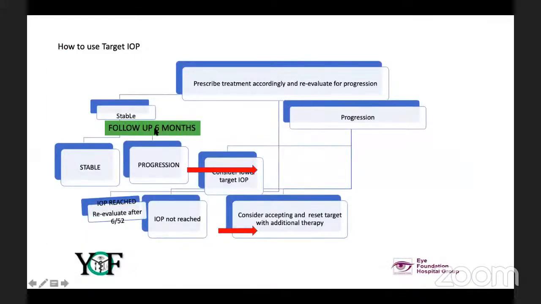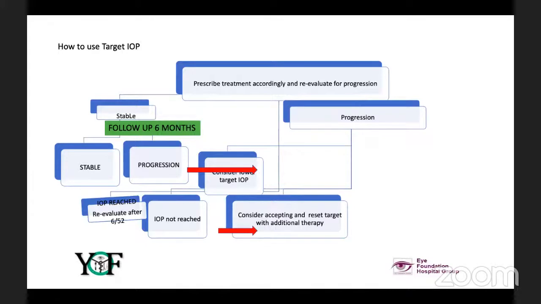So at the beginning, one will prescribe the treatment at diagnosis, and the target pressure will be set at the first time. If the patient is stable and the pressure is well controlled, a follow-up of up to 6 months will be allowed, and the patient will need to be followed up normally with a visual field test, monitoring the intraocular pressure and also the patient's condition.